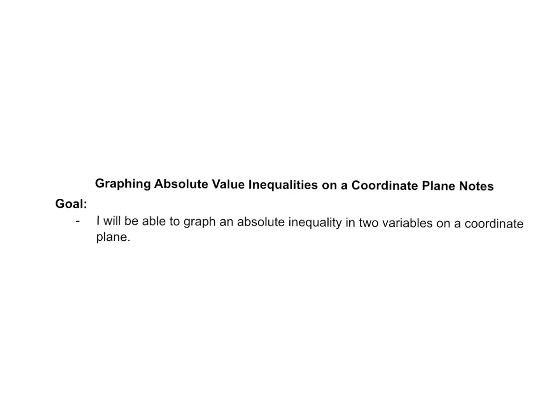Good morning, class. Today we are going to learn how to graph an absolute value inequality in two variables on a coordinate plane. It's not going to be very different from what we did yesterday where we graphed an absolute value function on the coordinate plane, but today we need to introduce the shading for the inequality, and we need to recall when to use the dotted or solid line.